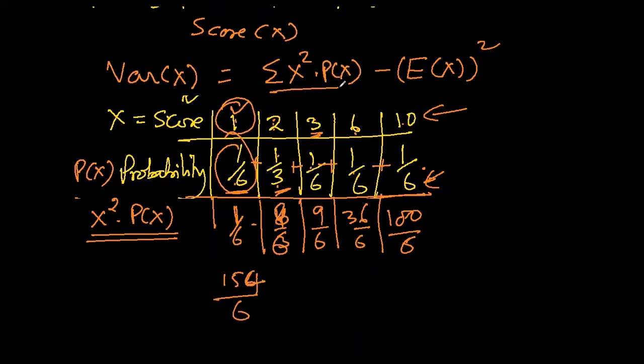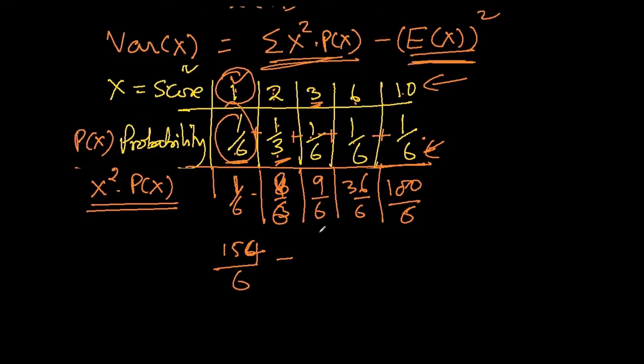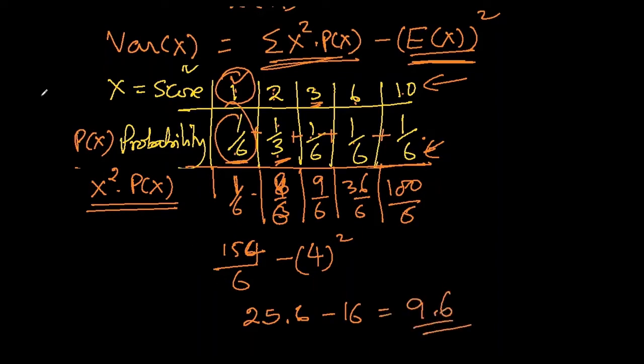6, that is sigma x square px, and now we'll subtract the expected value square. 4 was the expected value, right? So square it. Now we can answer it. This is 25.6 minus 16, so 9.6 is the variance of this distribution. So now you are aware of what a probability distribution is, how its table is prepared, how the graph is drawn, and how we calculate expected value and variance.